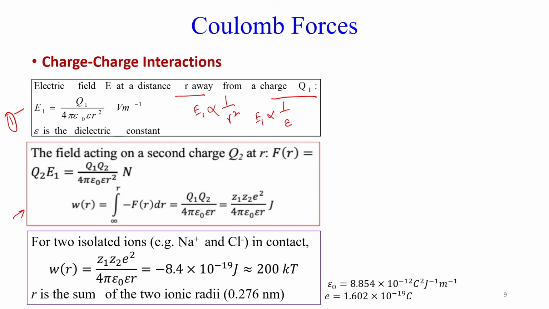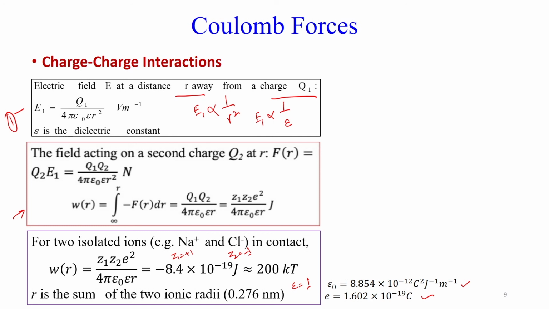So here Z1 will be plus 1 and Z2 will be minus 1. If it is calcium, then Z1 will be plus 2. If you put E, the electron charge, as 1.602 into 10 to the power minus 19 and epsilon naught, and let's consider the vacuum, where epsilon is equal to 1, it comes out to be 8.4 into 10 to the power minus 19 joule.